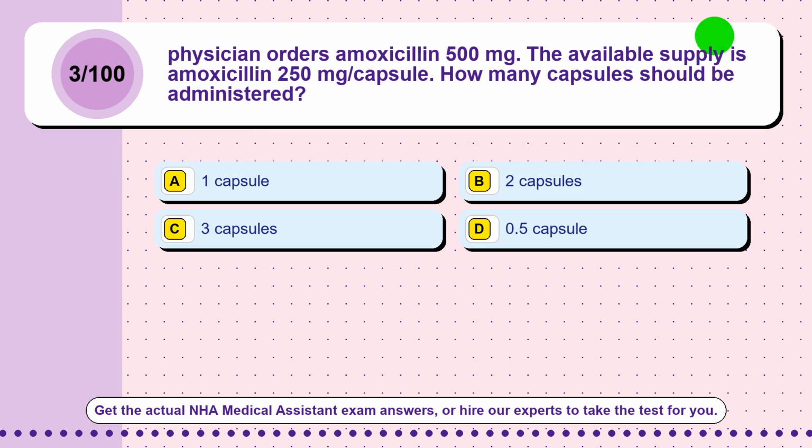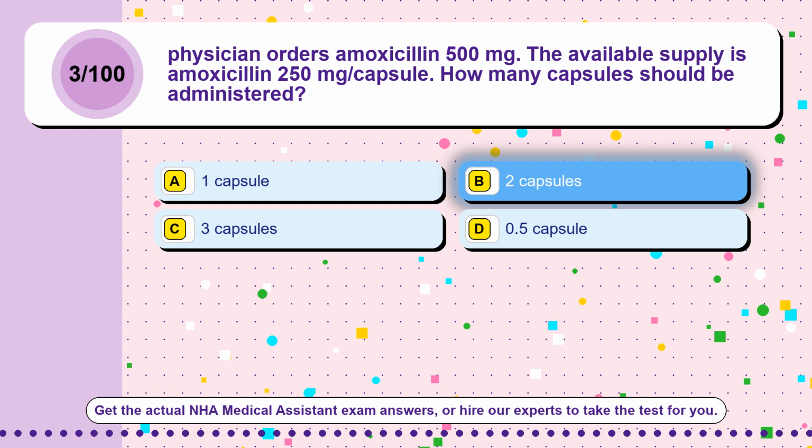Question 3. Physician orders amoxicillin 500 mg. The available supply is amoxicillin 250 mg/capsule. How many capsules should be administered? Option A, 1 capsule. Option B, 2 capsules. Option C, 3 capsules. Option D, 0.5 capsule. The correct answer is option B.